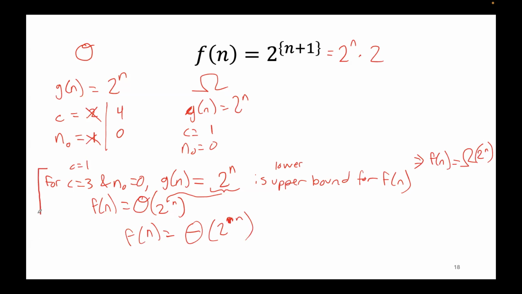So this is really the sort of information that I'd be looking for on the homework: here's my C, here's my N naught, and here's the G of N.